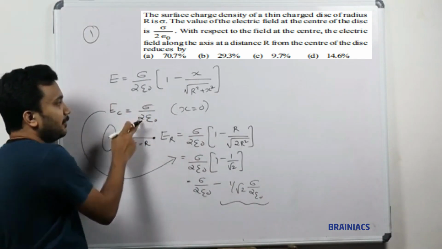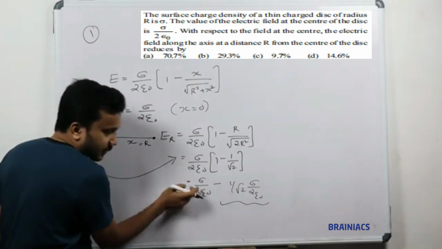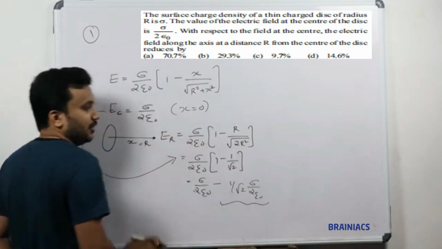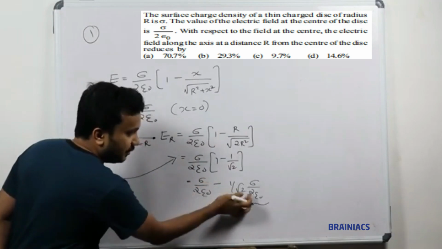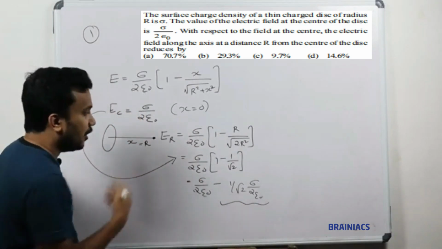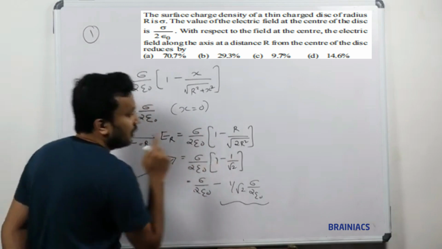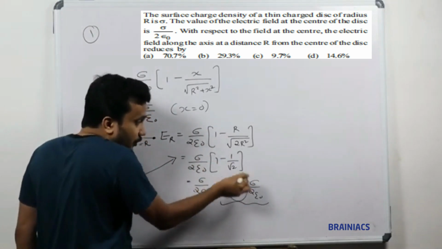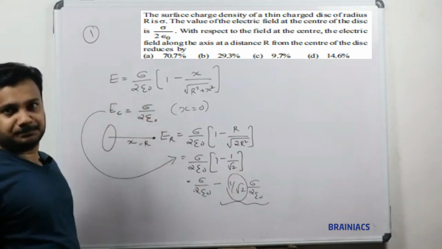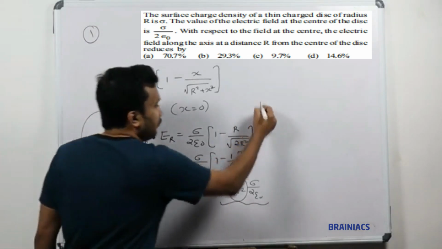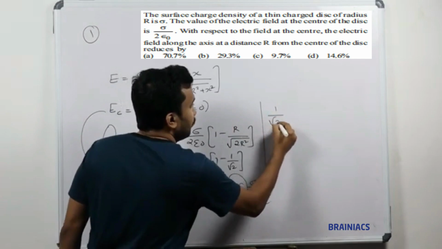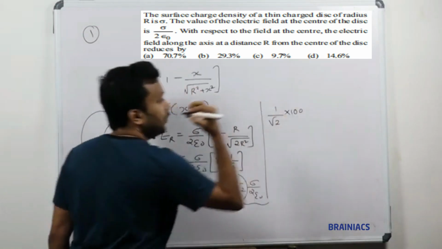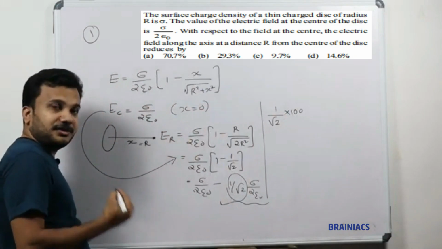So sigma by 2 epsilon 0 is already there at the center; with respect to the center, this is the center value. From the center, this is how much it is reduced. Taking sigma by 2 epsilon 0 outside, 1 minus 1 by root 2: 1 is the original value, and 1 by root 2 times it is reduced. If you need to convert into a percentage, what do we have to do? We have to multiply it with 100. So 1 by root 2 times it is reduced.